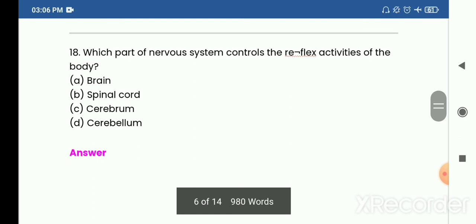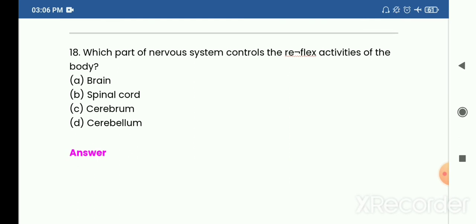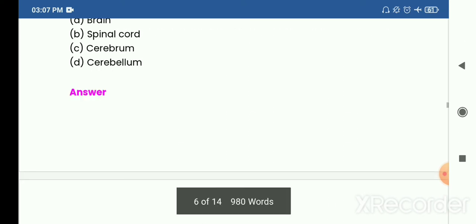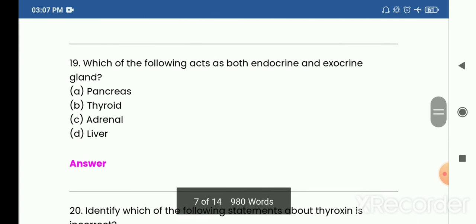Question number 18. Which part of the nervous system controls the reflex activities of the body? That is brain, spinal cord, cerebrum or cerebellum. Remember one thing, reflex action is totally controlled by our spinal cord. So here option B is the correct answer, that is the spinal cord of the nervous system controls the reflex activities of the body. As you all know, the central nervous system consists of brain and spinal cord. So here the spinal cord carries out all the reflex activities. So option B will be the answer.